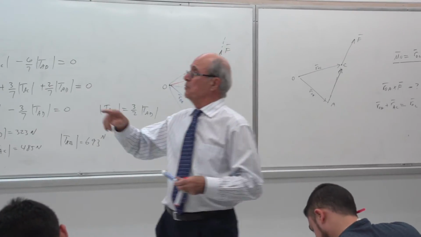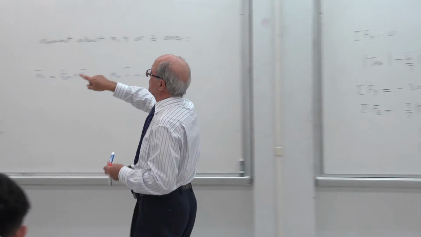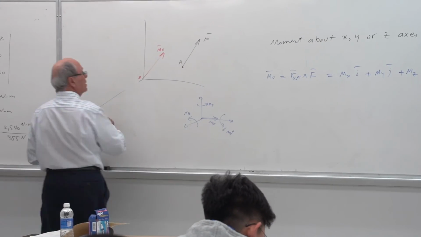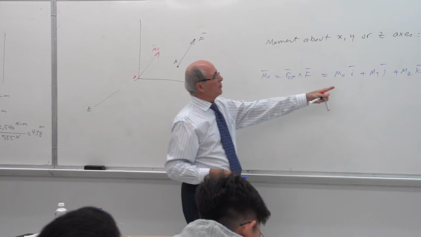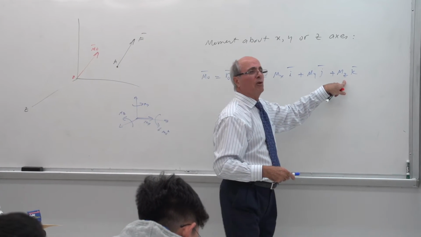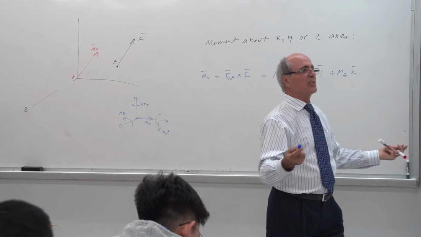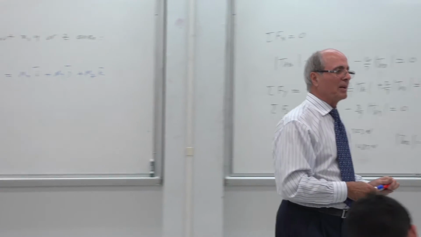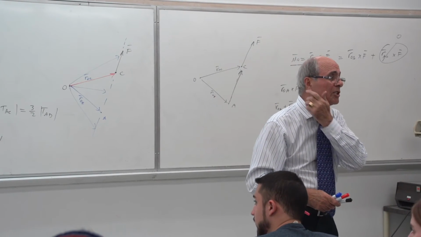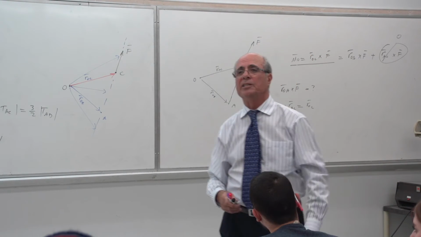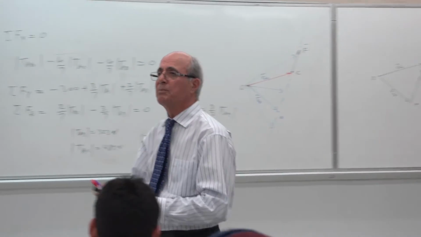Now, if somebody asks me to find the moment of this force about the z-axis, I go through this operation, yes or no? Then I get all three of them, and I say, I don't want this, I don't want that, I only want Mz. That's the moment about the z-axis, as simple as that. Don't use any other method. Any other method that they are using in the book is a general method and does not apply here, everybody. This is the simplest method you've got.